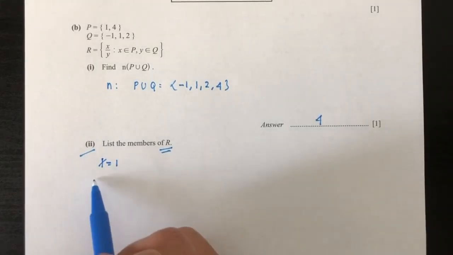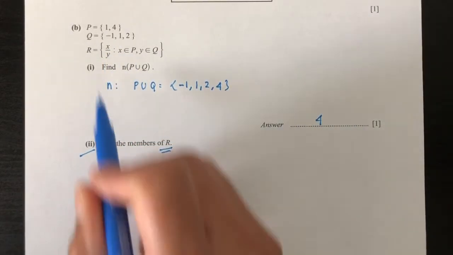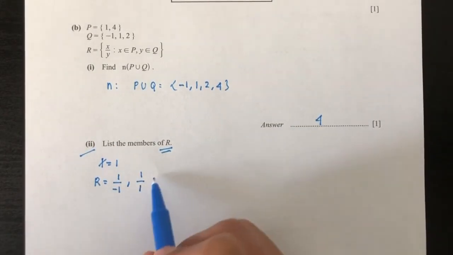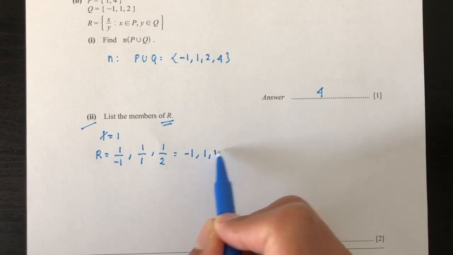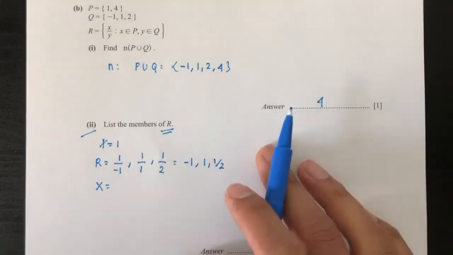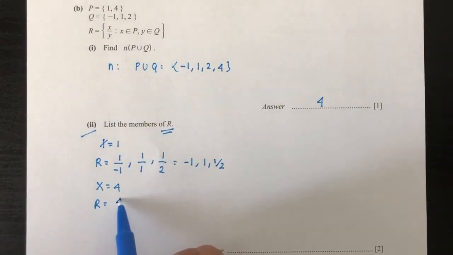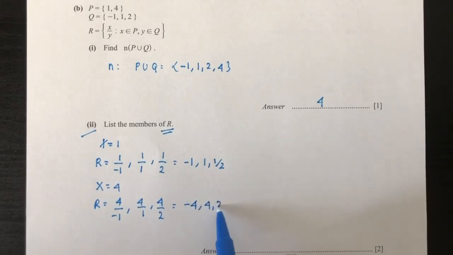The value of R will be, we will have X, so that is 1, divided by minus 1, 1 divided by 1, and 1 divided by 2. So we have 3 values, which is minus 1, 1 and half. Now let's choose X to be 2 or 4. So we have 1 and 4, so we have to choose 4 now. The value of R will be, let's test, 4 over minus 1, 4 over 1, and 4 over 2. Minus 4, 4, and 2.